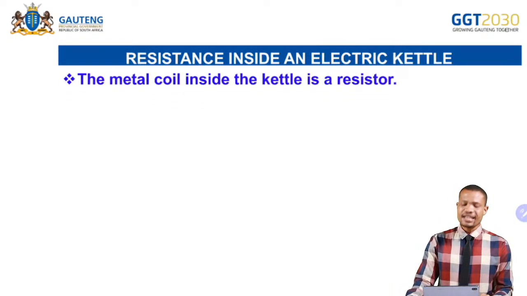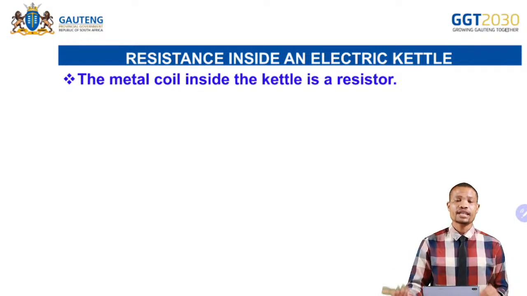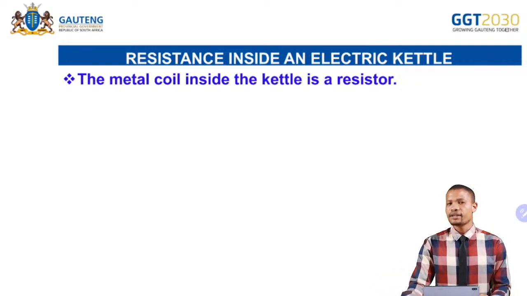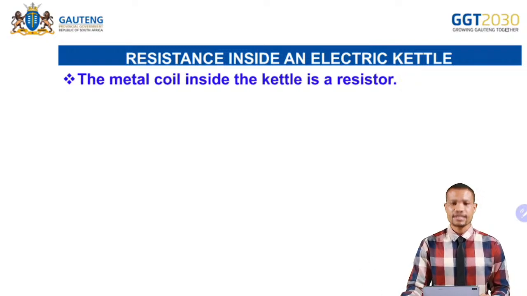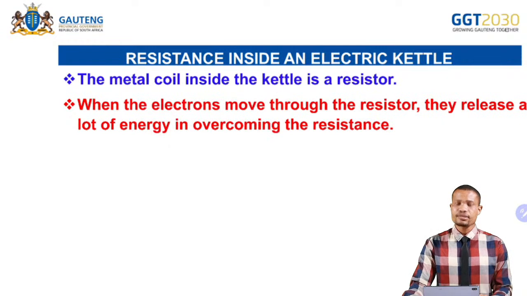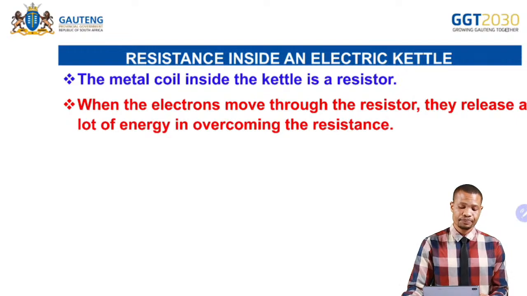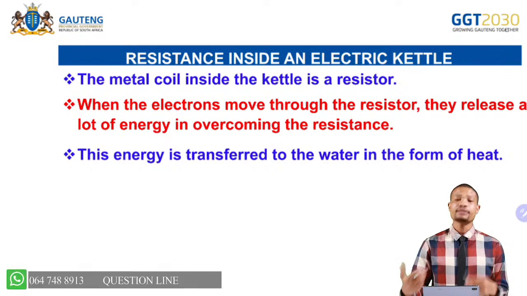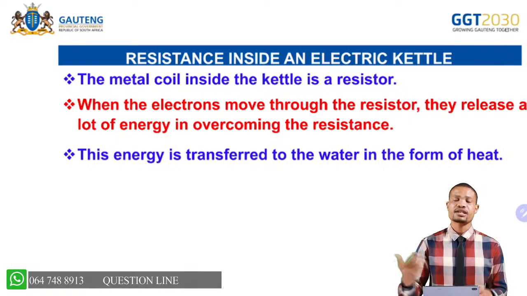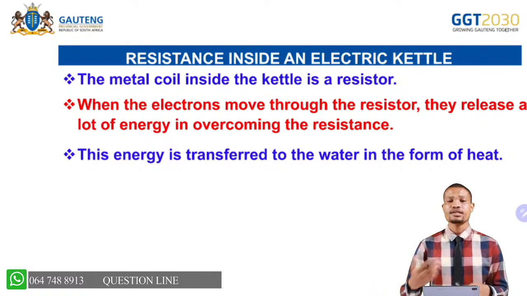Now let's look at the resistance inside an electric kettle. I'm sure every one of you is familiar with an electric kettle because we all have them at home. We use it to boil water. Now, the electric kettle has a metal coil at the bottom inside the kettle. This is an example of a what? Of a resistor. When the electrons move through the resistor, they release a lot of their energy in overcoming the resistance. This energy is transferred into the water and it makes the water heat up. It's transferred to the water in the form of heat and it causes it to heat up.